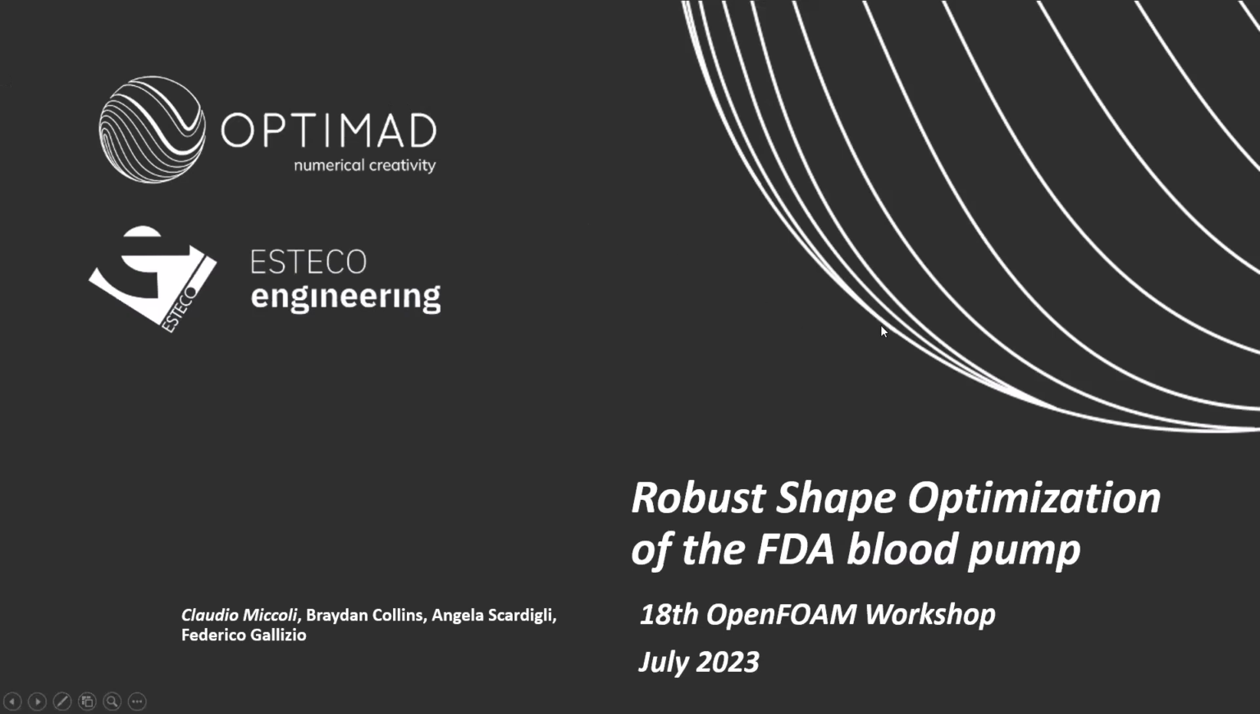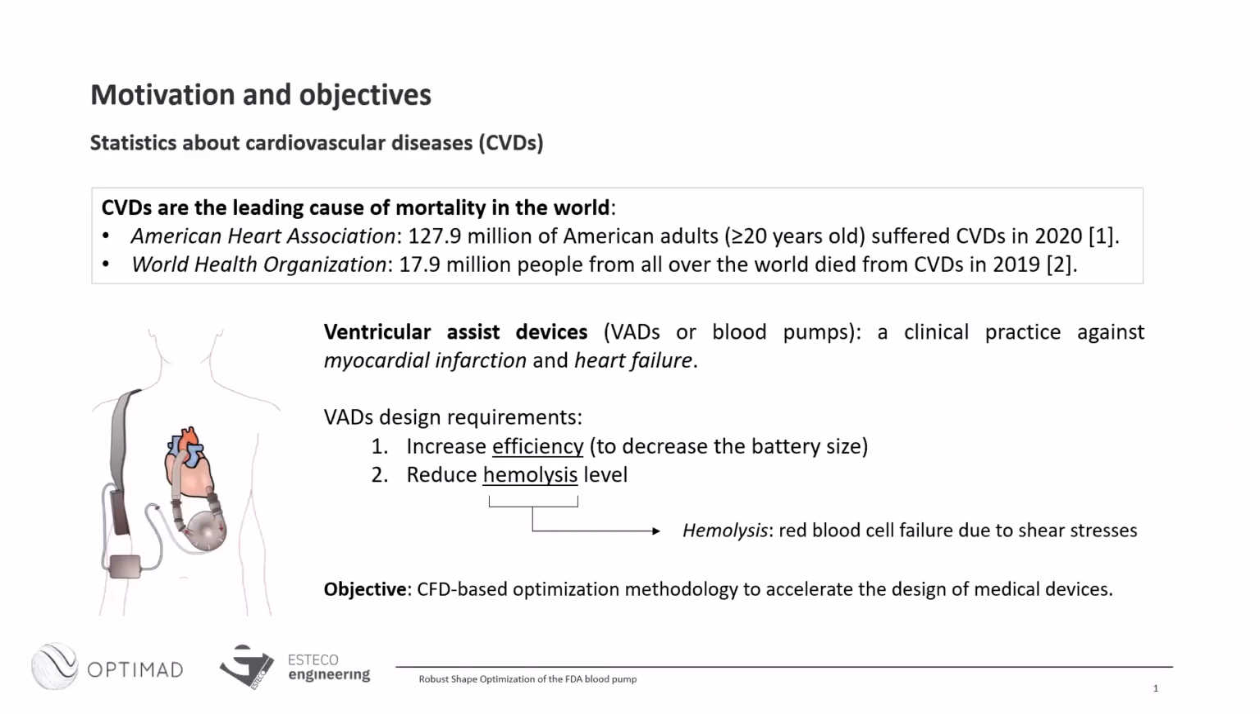Today, I will speak about our robust shape optimization of the Food and Drug Administration blood pump. This work is about a centrifugal blood pump, specifically a ventricular assist device that can be used to help millions of people that suffer cardiovascular disease.